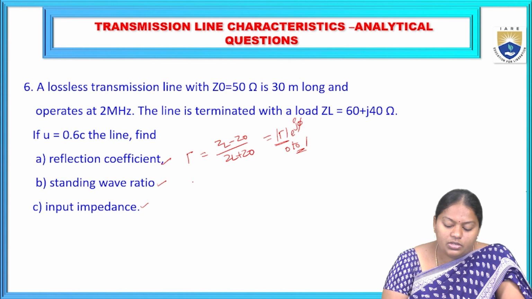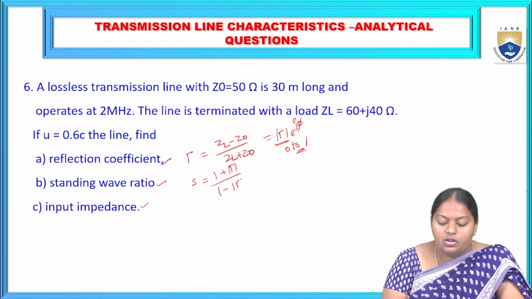Next is the standing wave ratio. To find the standing wave ratio, the formula is S equal to 1 plus modulus of gamma by 1 minus modulus of gamma. Whatever magnitude we have got from the reflection coefficient gamma, that value we have to consider, and S is to be obtained, then that S value needs to be in the range of 1 to infinity.